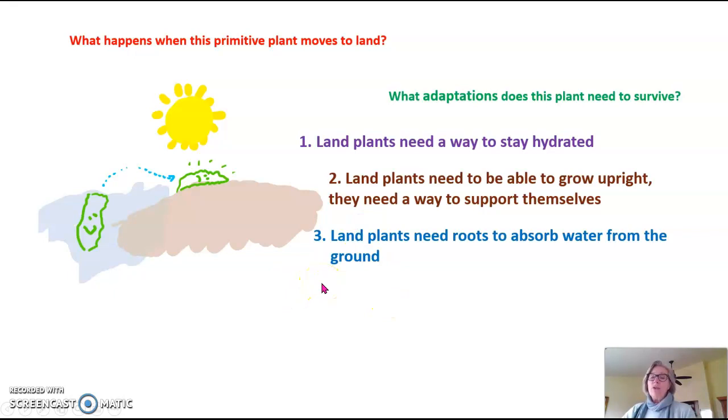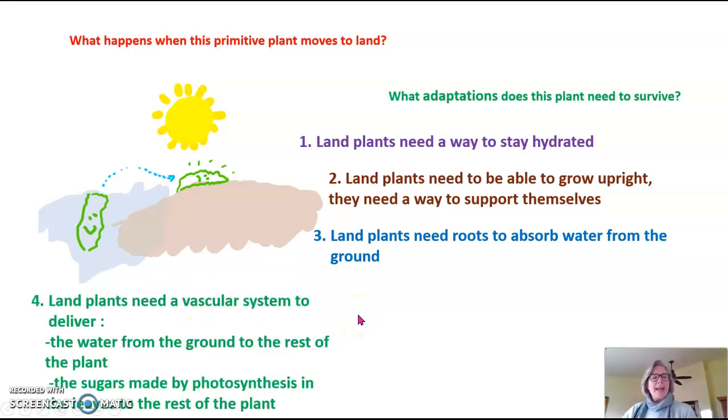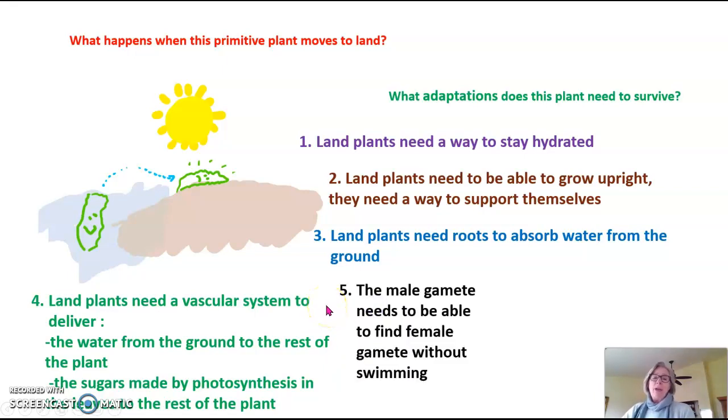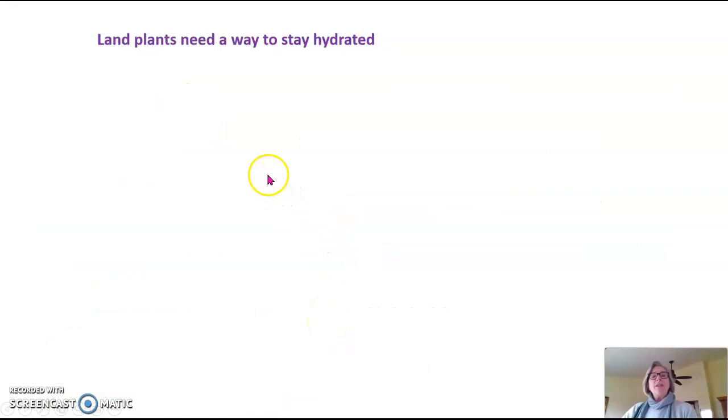Land plants need roots to absorb water from the ground because they're no longer surrounded by water. And then they need a vascular system, and this vascular system would deliver the water from the ground up to the rest of the plant, and it would also deliver the sugars that are made by photosynthesis in the leaves to the rest of the plant. Finally, the male gamete needs to be able to find the female gamete without swimming. So let's start with these adaptations one at a time.